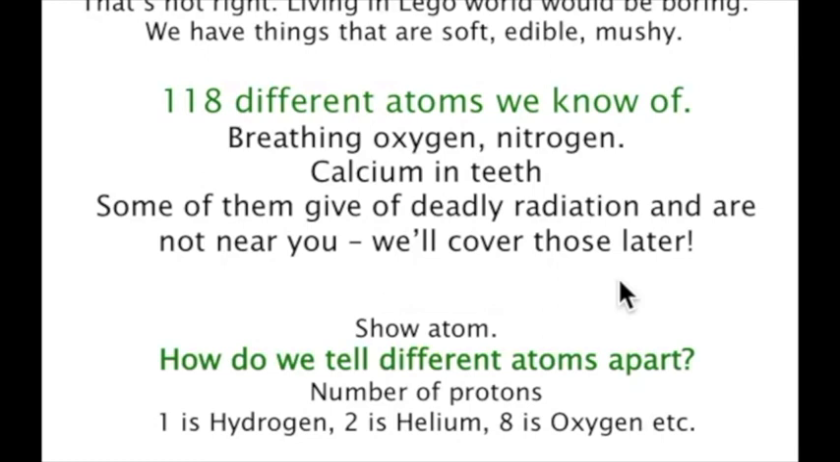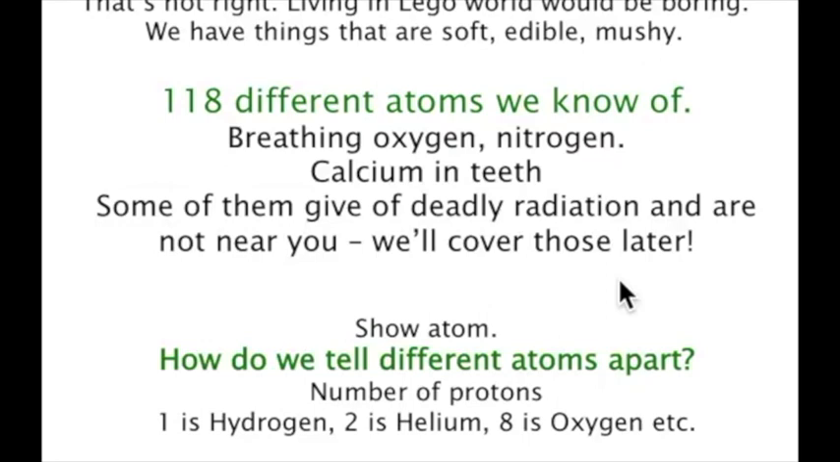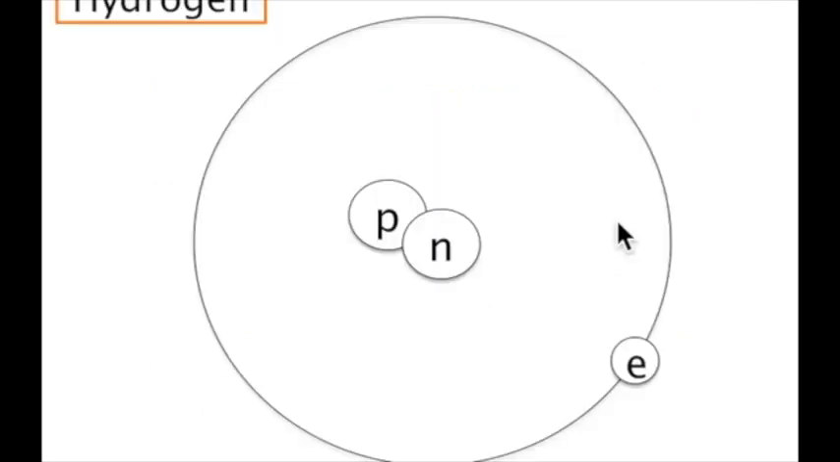So my question to you was, how do we tell these different atoms apart? Is it like different colours, like Lego bricks? Do they smell different? The answer is the different number of protons. So here's an atom of hydrogen. You can see there's a proton in the middle, there's a neutron in the middle, and there's an electron whizzing around the outside. If we add a different number of protons, we turn that atom into a different thing.